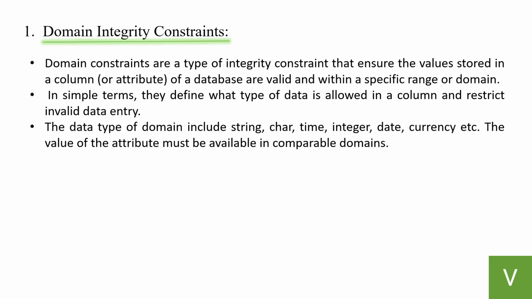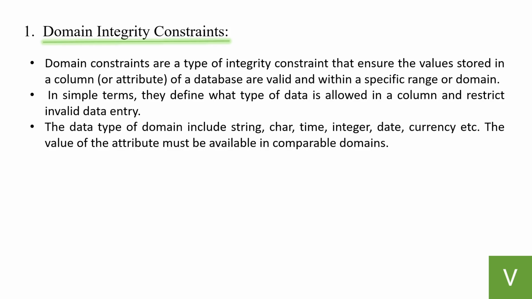Now let us look into the first one, which is domain integrity constraint. Domain constraints are the type of integrity constraints that ensure the values stored in a column or an attribute of a database are valid and within a specific range or domain. Suppose let us consider a relation or a table called student. The student has different fields like student ID, student name, age. Let us consider these three.